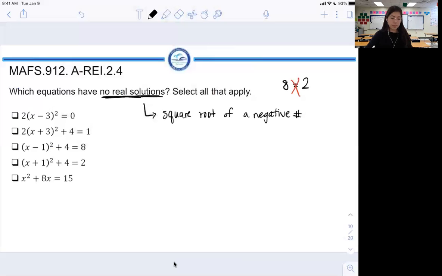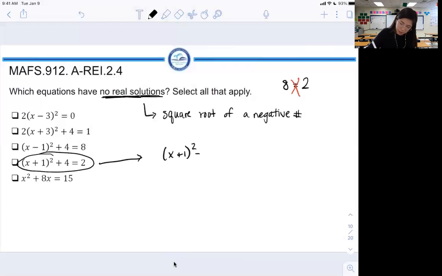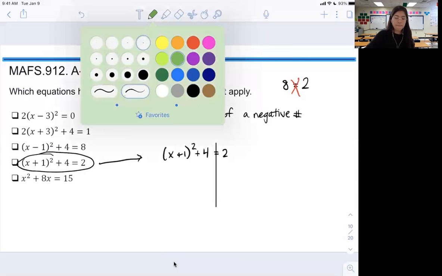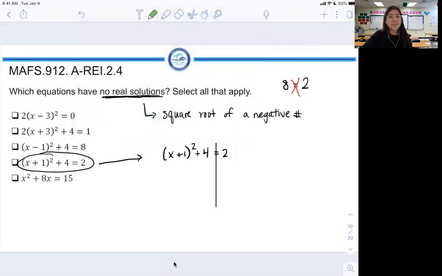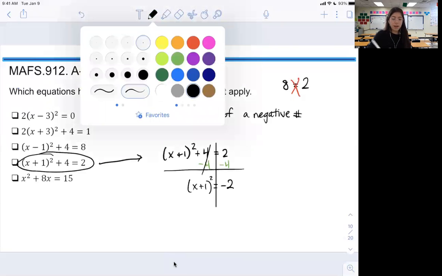Okay, so for example, let me pick an easy one. Let's take a look at this one. So x plus 1 squared plus 4 equals 2. I'm solving for x, trying to get x by itself. What needs to go away first? The 4, exactly. So I'm going to subtract it. What's 2 minus 4? -2. All right, awesome.